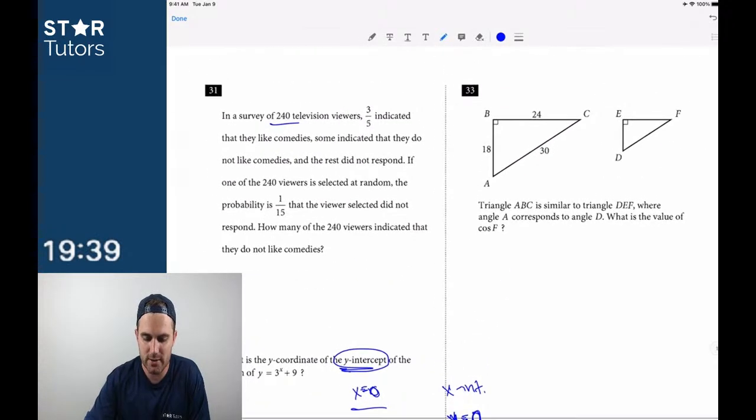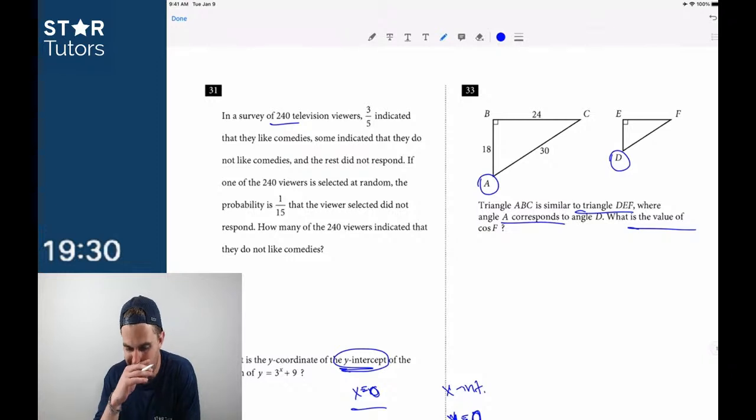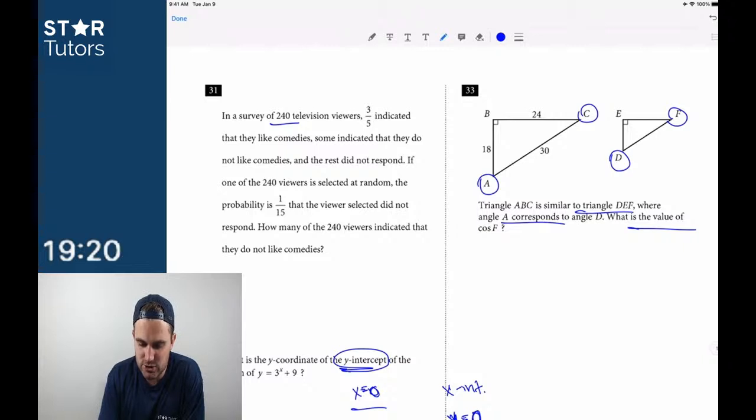Pretty straightforward, right? Okay, if the triangle is similar, where A corresponds to angle D, what is the value of cosine of F? Well, cosine of F, if you're looking for here, corresponds to C. So the cosine of C is going to be the same as the cosine of F once you reduce. So cosine of C is adjacent, which is 24 over 30. So cosine C equals 24 over 30, which reduces to 5 over 6.